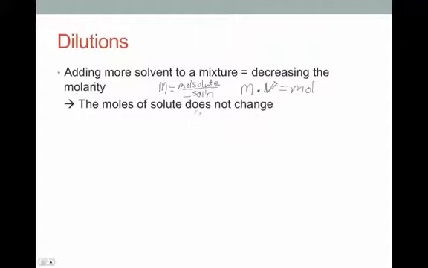And because the moles doesn't change, the moles before are going to be the same as the moles after. So that means that we can use the equation M1 times V1 is equal to M2 times V2. So M1 is the first molarity, V1 is the first volume, M2 is the second molarity, V2 is the second volume. And we know that M times V is moles, so basically all we're saying is that the moles of the solute are the same.